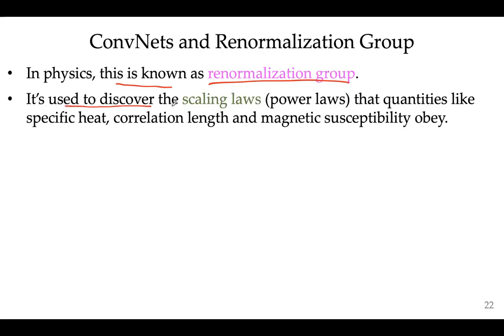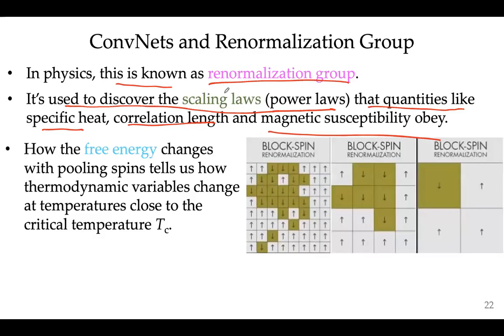It's mainly used to discover the scaling laws, which are power laws that quantities like specific heat, correlation length, and magnetic susceptibility obey. So you may ask how specific heat or other thermodynamic variables grow or go down as you approach or go away from Tc, the critical temperature. So how does it work in physics?